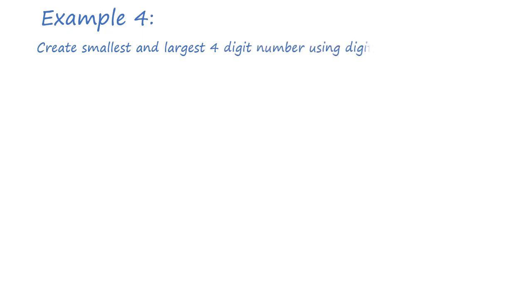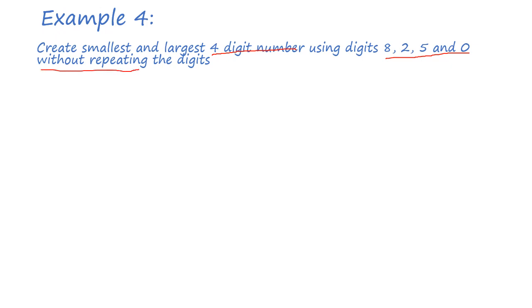Let's continue with another example. The problem is to create the smallest and largest 4-digit number using digits 8, 2, 5 and 0 without repeating the digits. So let's take a moment to understand the problem. We want to create the smallest and largest 4-digit number using these 4 digits, and the constraint is we cannot repeat the digits. So let's start with finding the largest number.